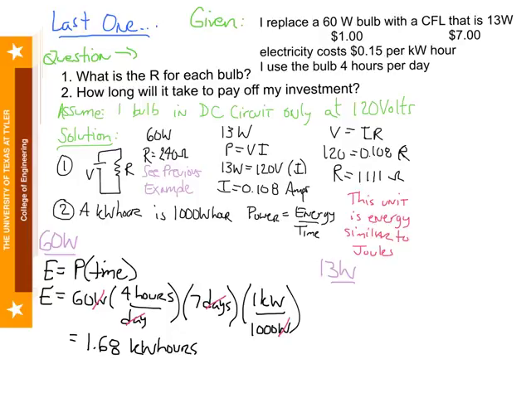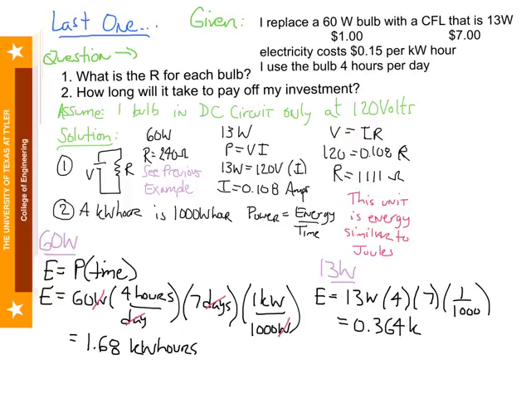Same thing. I got energy equals 13 watts times 4 hours a day times 7 days in a week times 1 over 1,000 to convert those units, and I get here 0.364 kilowatt hours. So I'm definitely using less energy. How about the cost?